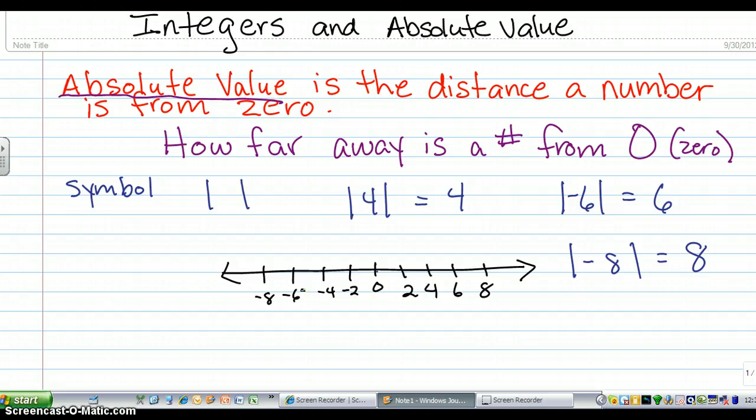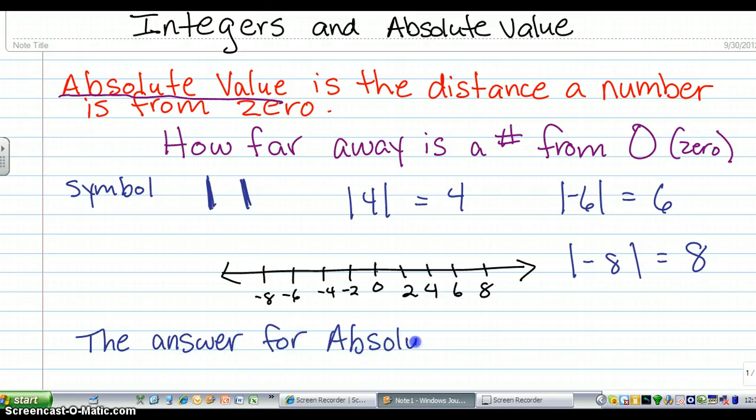Some people like to say that these lines here are like a washing machine and they wash away the negative sign. So if you want to think of it that way, you can. But just remember, the answer for absolute value is positive. It's a positive number. Okay?